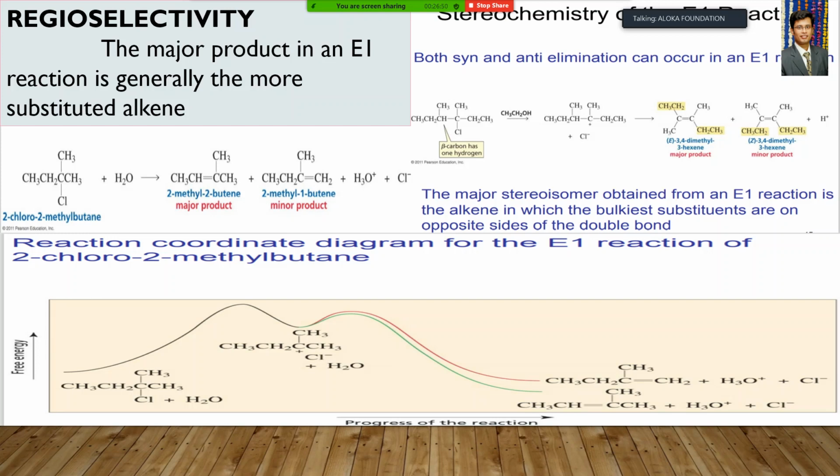It is similar to your SN1. The first step is the formation of your carbocation, and then it undergoes an elimination reaction to give you a more stable product. If you see the energy level of 3-hexene, it is lower than that of 2-hexene. So this is how you try to find out the stability.